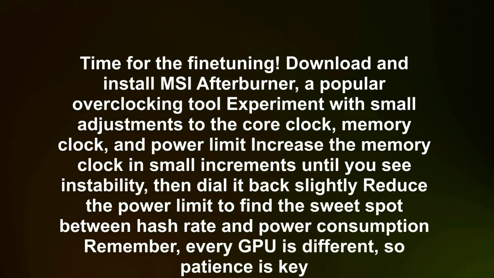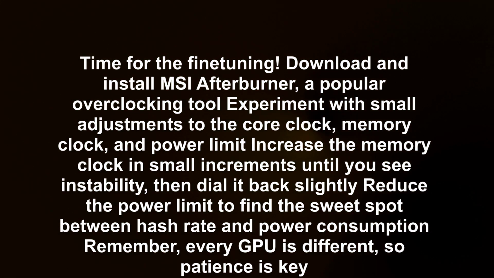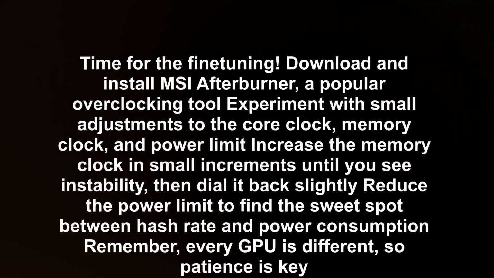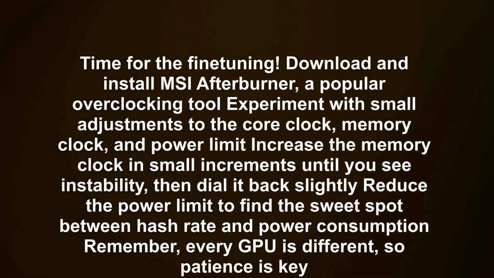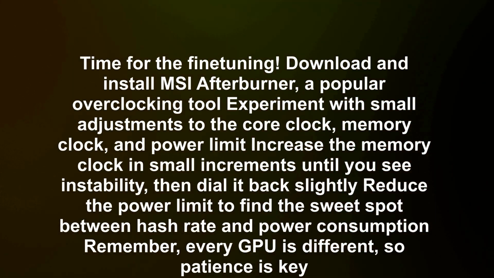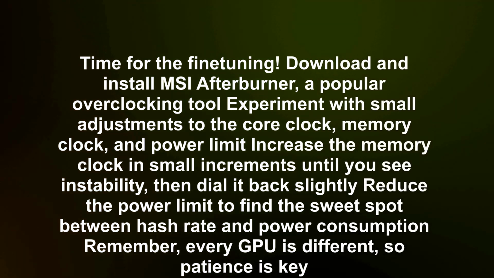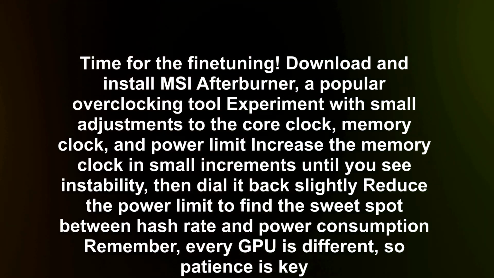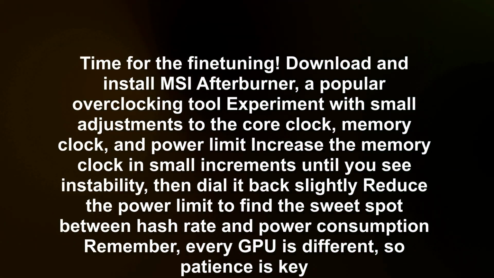Time for the fine-tuning. Download and install MSI Afterburner, a popular overclocking tool. Experiment with small adjustments to the core clock, memory clock, and power limit. Increase the memory clock in small increments until you see instability. Then dial it back slightly. Reduce the power limit to find the sweet spot between hash rate and power consumption.